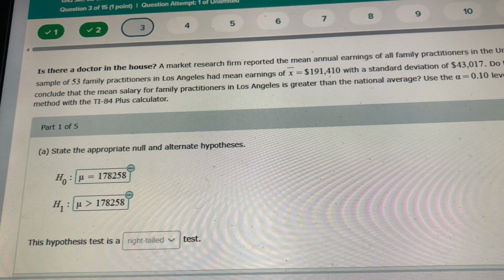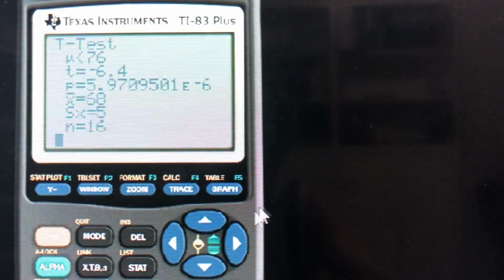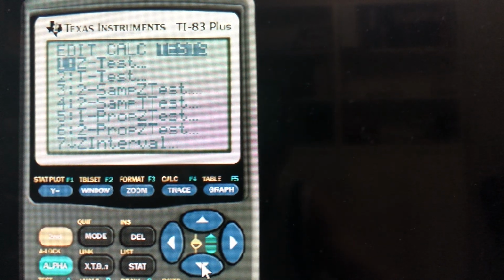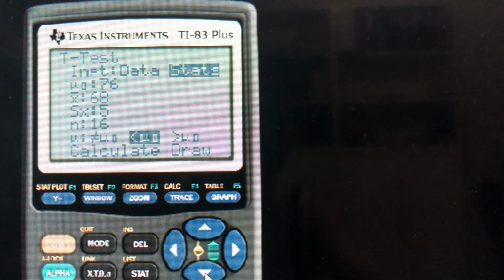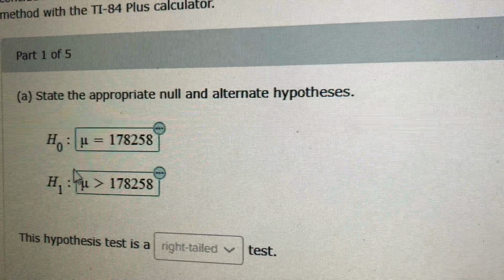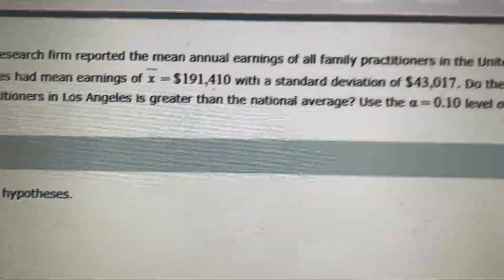So now run a t-test in the calculator. Stat, tests, number 2, t-test, because we don't know sigma. The mu0 is right there, mu0, 178,258.